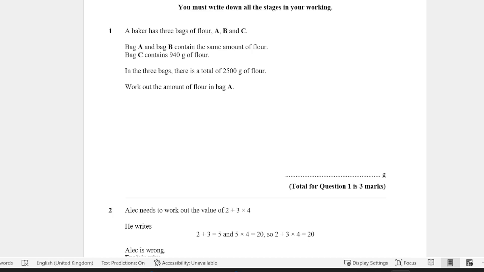Okay, so in effect what I'm going to do is say that there is X grams of flour in bag A, X grams in bag B, and 940 grams in bag C. So 2X plus 940 is going to be equal to 2,500 grams. So 2X is going to be equal to, if I minus 940 from both sides, 1,560 grams. So divide both sides by 2, there's going to be 780 grams in each bag.